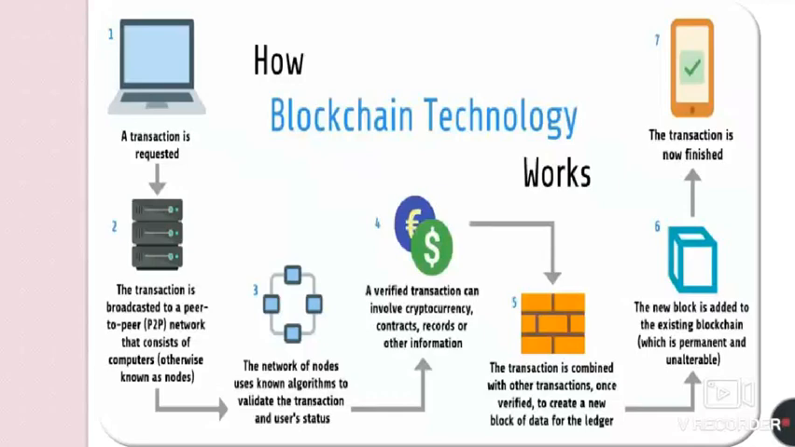In the fifth step, the transaction is combined with other transactions to create a new block of data. This created block has 3 components: data, hash and the hash of the previous block, and depending on the hash of the previous block only, it creates its own hash. In the 6th step, the newly created block is added to the existing blockchain, which is permanent and unalterable, and hence the transaction finishes.